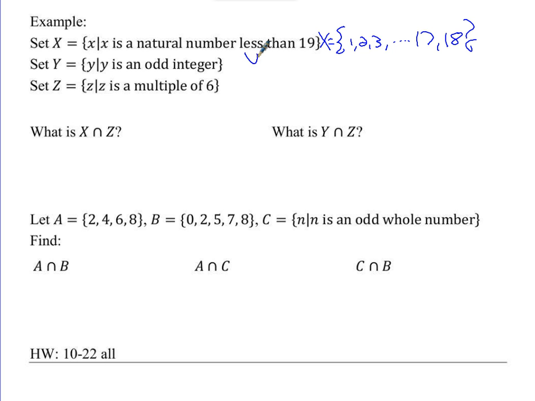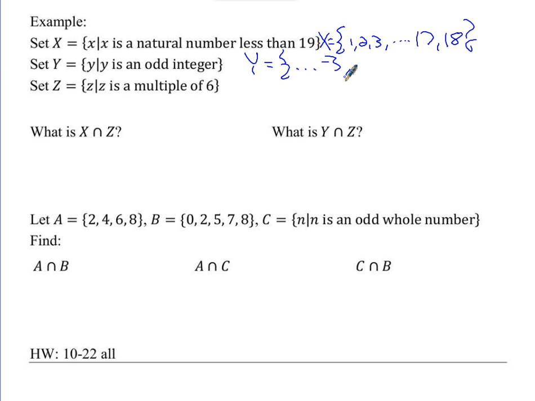Okay, set Y is an odd integer. What are the integers? Integers are all whole numbers and their opposites, yeah. No fractions, no decimals. And we're only looking at the odd integers here. So rather than writing -3, -2, -1, 0, 1, 2, 3, I'm going to write dot, dot, dot, because that goes on forever in both directions.